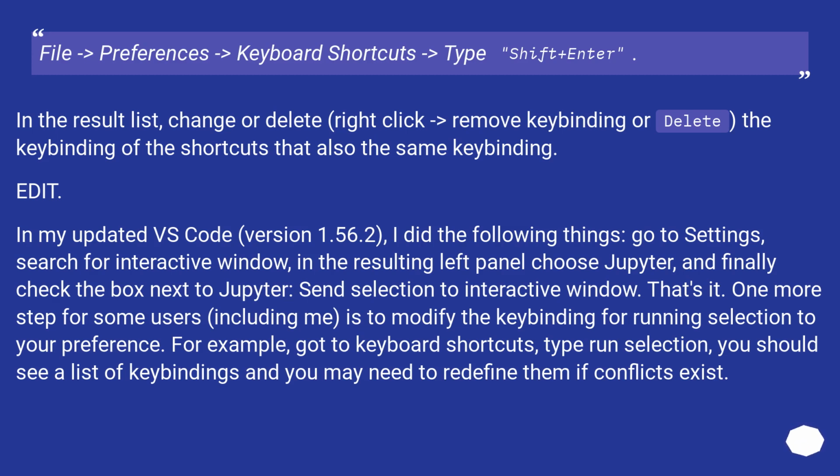Edit. In my updated VS Code, version 1.56.2, I did the following things. Go to Settings, search for Interactive Window, in the resulting left panel choose Jupyter, and finally check the box next to Jupyter: Send Selection to Interactive Window. That's it. One more step for some users, including me, is to modify the key binding for running selection to your preference. For example, go to Keyboard Shortcuts, type Run Selection, you should see a list of key bindings and you may need to redefine them if conflicts exist.